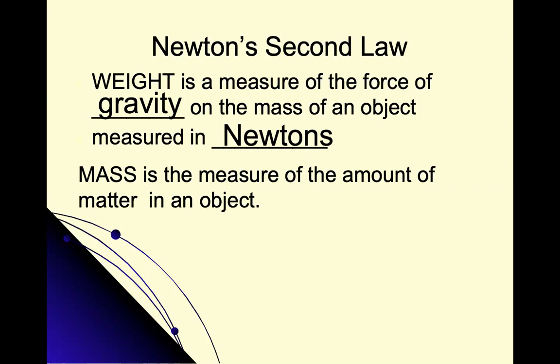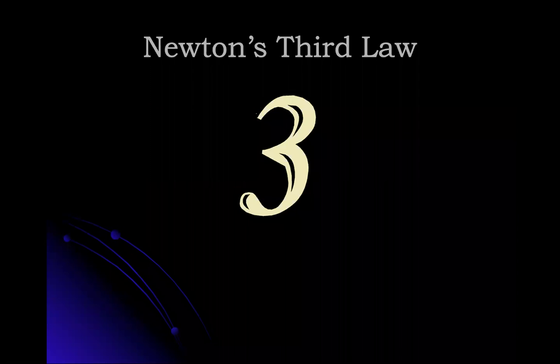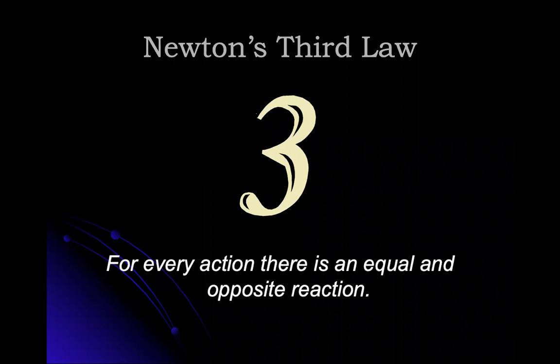Mass is the measurement of matter in the object. It's measured in kilograms. We talked about this in an earlier video. If you were to travel to the moon, your mass would not change, but your weight would, because the gravity on the moon is less than the gravity on Earth. Okay, so here, one rock weighs 5 kilograms, the other rock weighs 0.5 kilograms. How much more force would be required to accelerate the rock at the same rate as the second rock? We need about 10 times as much force. All right, let's move on.